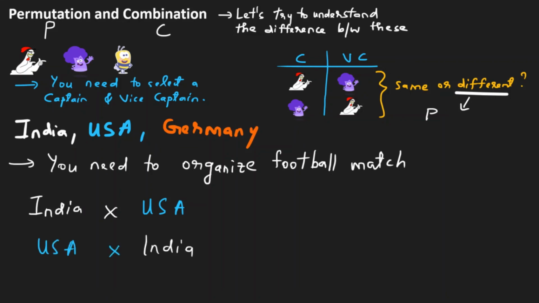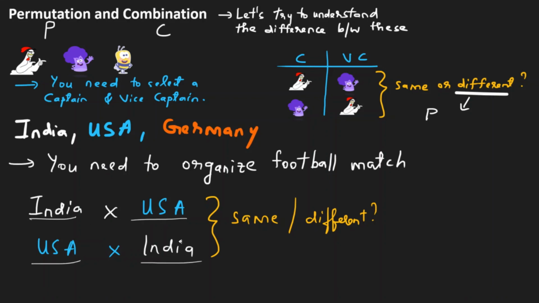Now let's ask the same question that we asked over here. Are these 2 instances the same or different? Over here also you have India and USA. Over here also you have USA and India, right? Now you will agree with me that these 2 are the same, right? India playing USA and USA playing India. Both are one and the same. It is in these type of instances that we use combination. Alright, we are moving ahead building an intuitive understanding of combination and permutation.